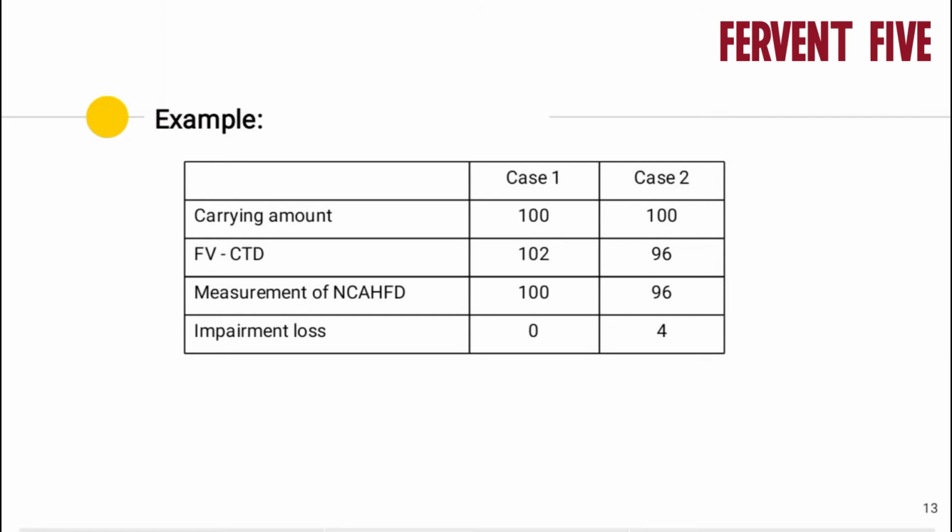Ngayon, dito naman sa case 2 kabaligtaran. Mas mababa naman yung fair value less cost to distribute, kaya rin siya yung nirecord natin as measurement of non-cash asset held for distribution. Ngayon, kapag mas mababa yung fair value less cost to distribute, magkakaroon ngayon ng impairment loss. So, the impairment loss is computed through subtracting the fair value less cost to distribute sa ating carrying amount. So, tandaan natin na nag-a-arise lang ang impairment loss kapag mas mababa yung fair value less cost to distribute.